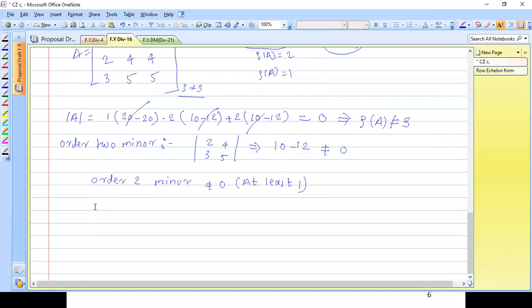Okay, so we can write down that all minors of order 3 are equal to 0. That's it. So what is my rank then? This implies my rank of A is equal to 2.